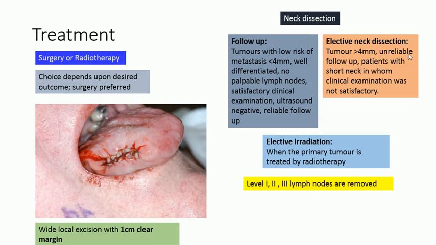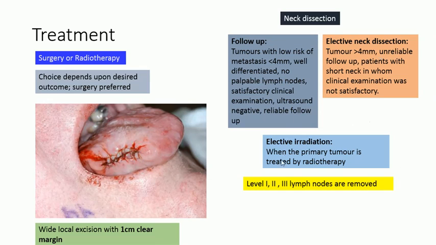Another is unreliable follow-up, when the patient says okay fine, I might not follow up, or you think the patient might not follow up. Then you need it, because you need to constantly keep checking whether lymph node metastasis has developed or not. Or if the patient has a short neck, in which it was very difficult to do clinical examination, and it was not satisfactory, in that case too.